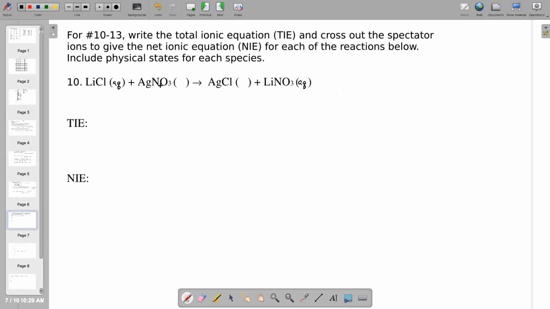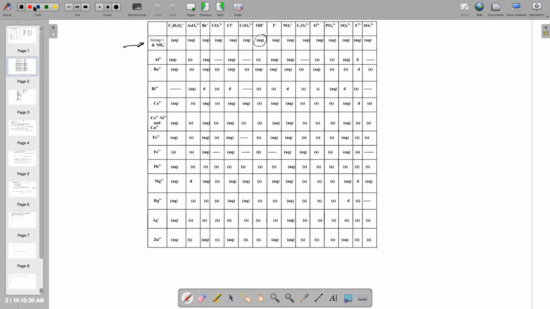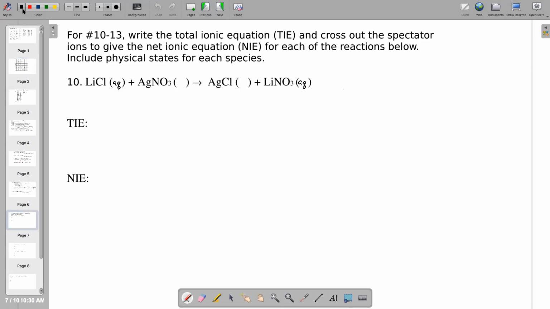This is aqueous. Silver nitrate and silver chloride, you got to see if either of those are soluble in water. The assumption is that silver nitrate is aqueous and silver chloride is the solid. That's a precipitate that forms as a result of the reaction. So look at silver nitrate and silver chloride. Silver chloride says solid. Silver nitrate, it says aqueous. So the silver chloride is a solid that forms. This is a solid. This thing's aqueous.